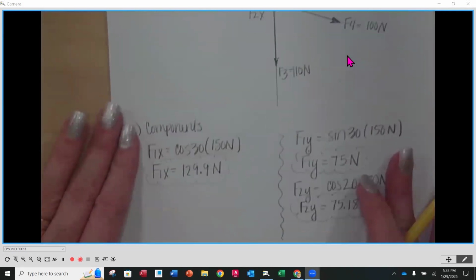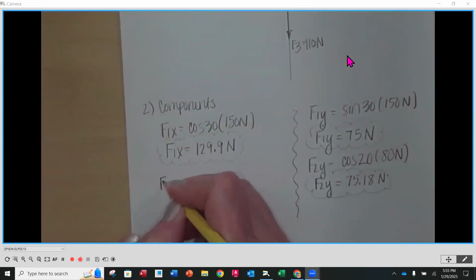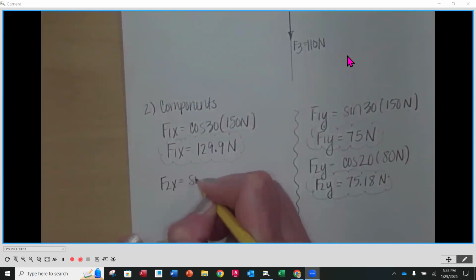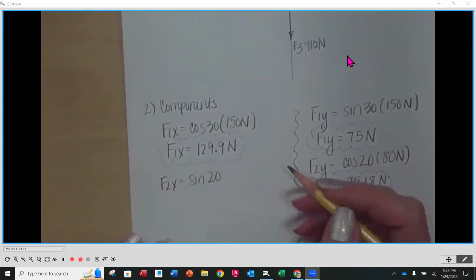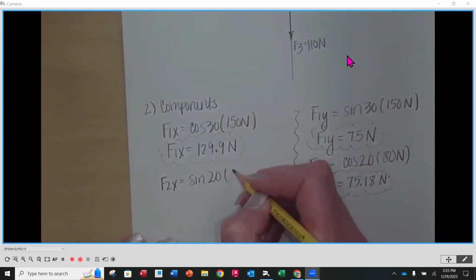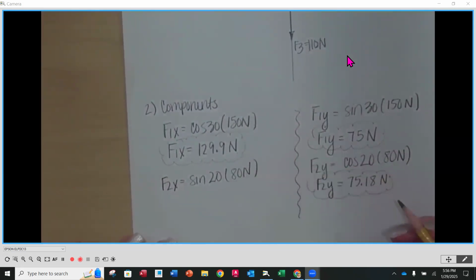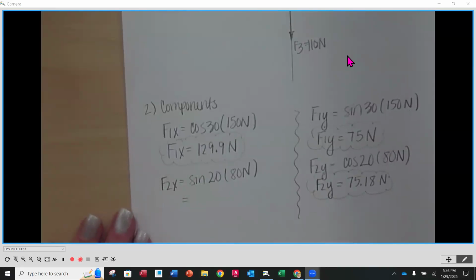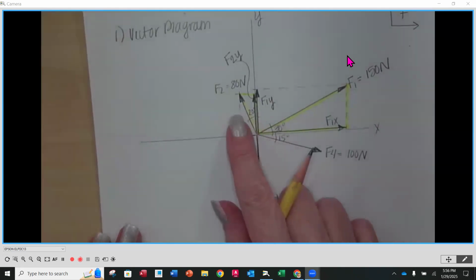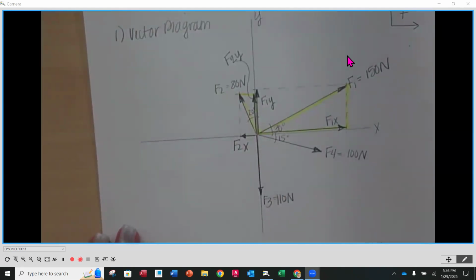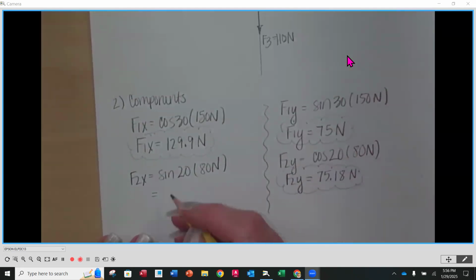So that one is going to be our sine of 20. So F2X is going to be equal to the sine of 20, or the cosine of 70, times 80 newtons. But something that I want to emphasize is that on some of these problems, you're going to get one of those little angles in there. So don't assume that for every angle you're given, the cosine is the X and the sine is the Y. Make sure that you look where it's located, because in this case, it is opposite.